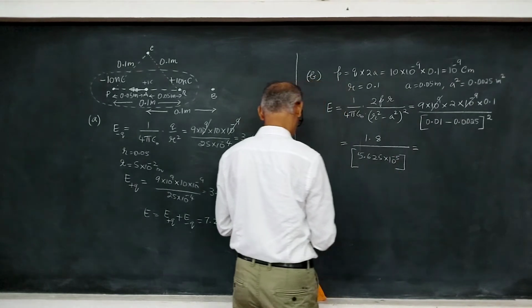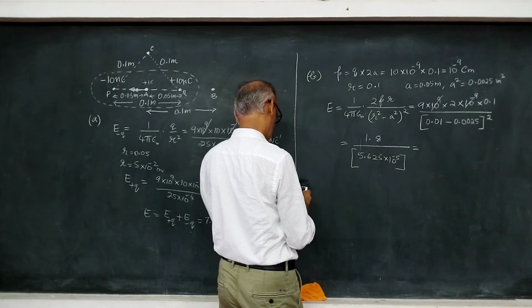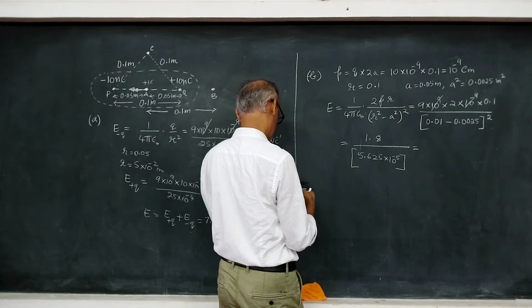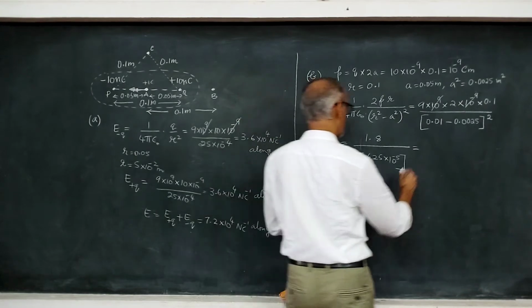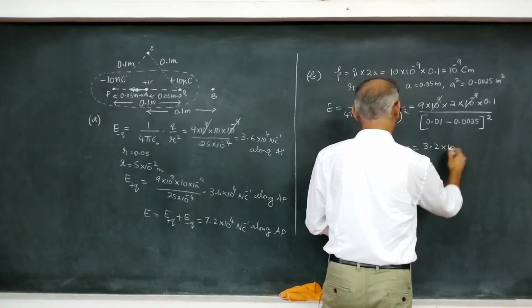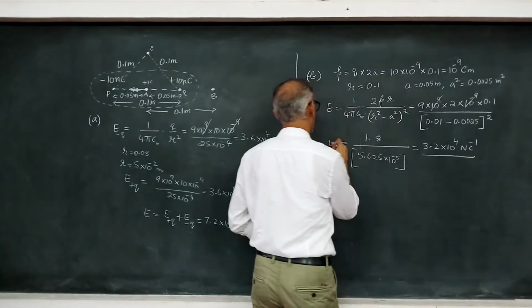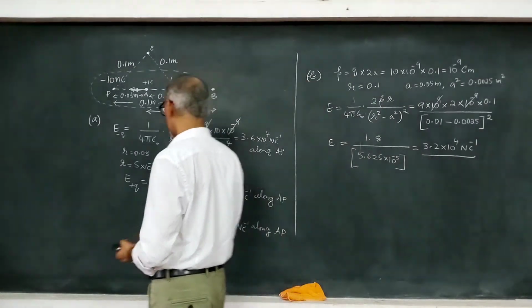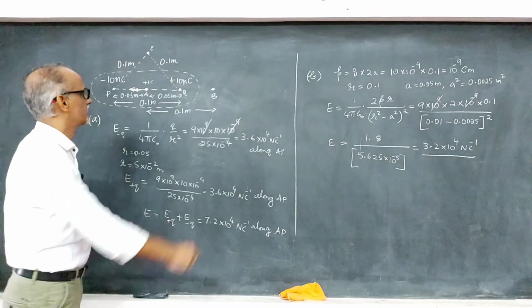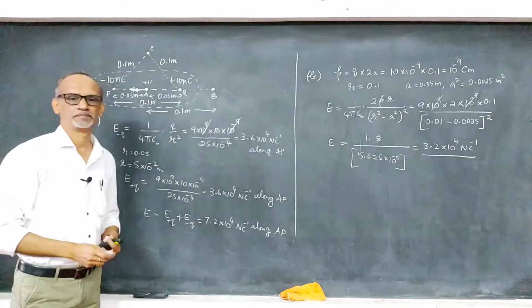And when I divide 1.8 divided by 5.625 into 10 to the power minus 5, we get 3.2 into 10 to the power 4 Newton per Coulomb. So this is the final answer for option B, where we get the electric field at a point on the axis of an electric dipole.